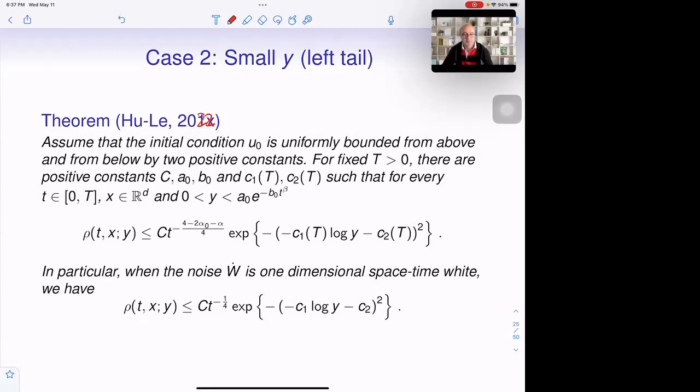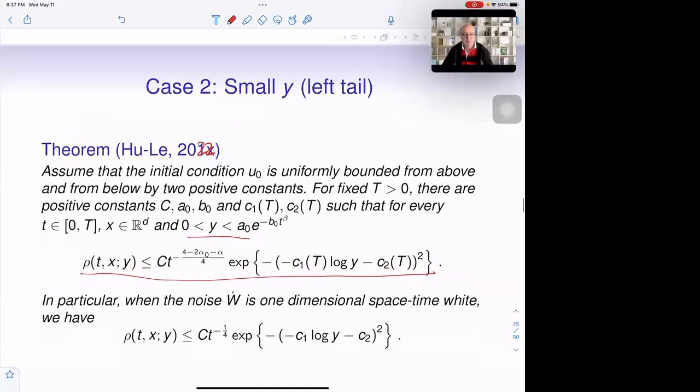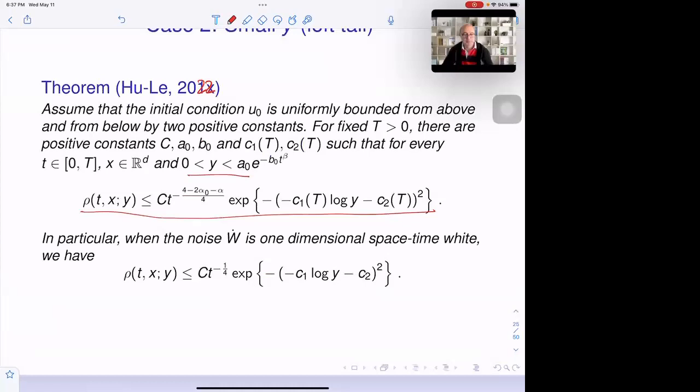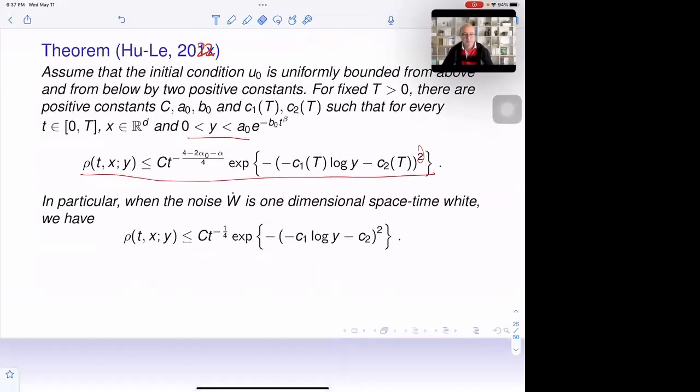So when y goes to 0, then we only have the upper bound. We don't have the lower bound. So we only have the square, we don't have something like this. So we are not sure whether this exponent is the best or not. We don't know. The lower bound is what people call the small ball probability.